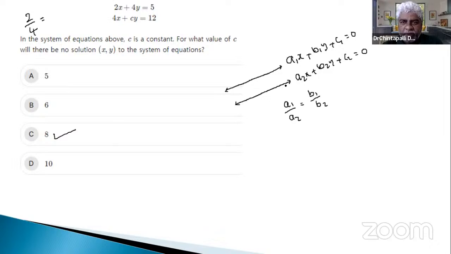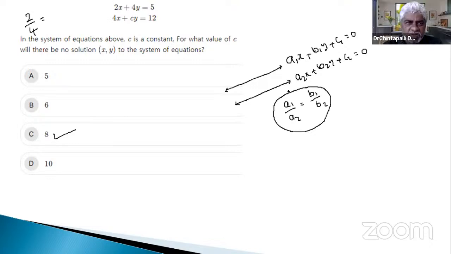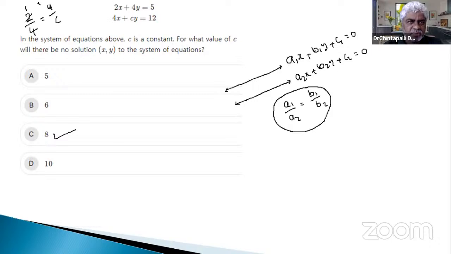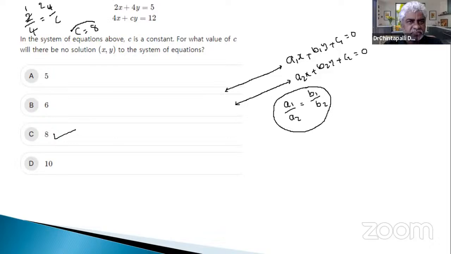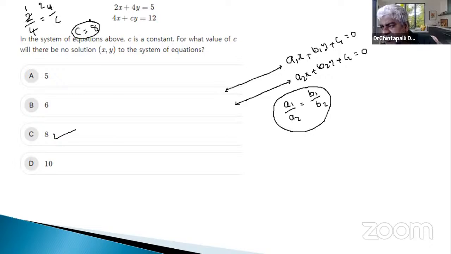And as we know, this formula a1 by a2 is equal to b1 by b2 means 2 by 4 equals 4 by c. This 2 goes 2 times in 4. When we do cross multiplication, c is equal to 8. Got it? Yes, sir.